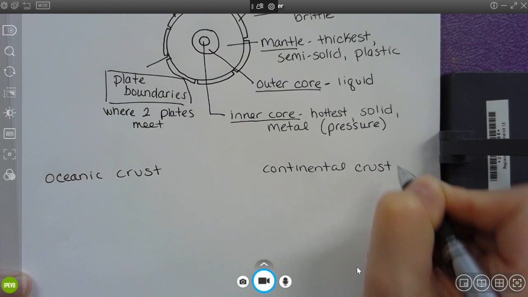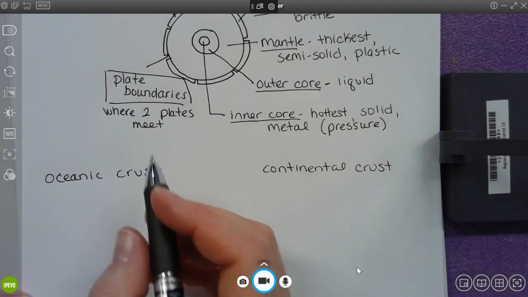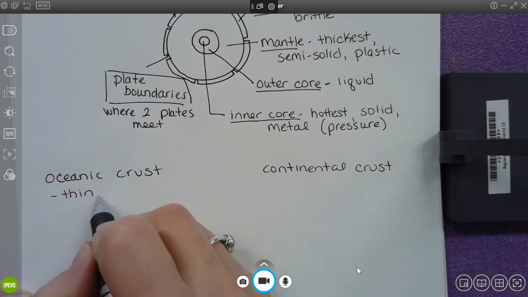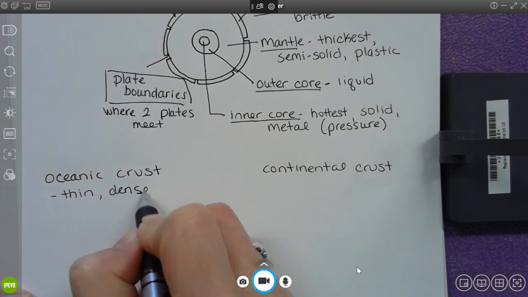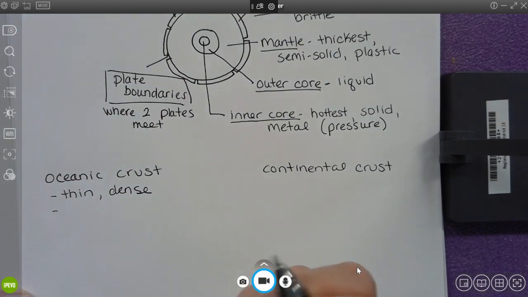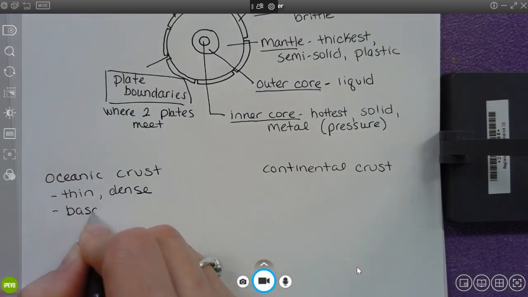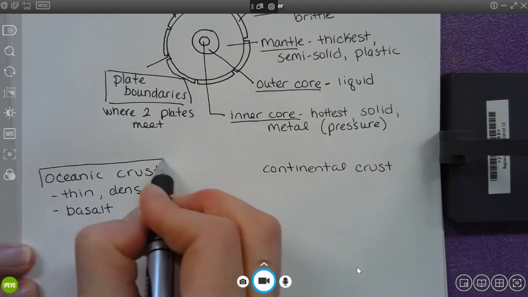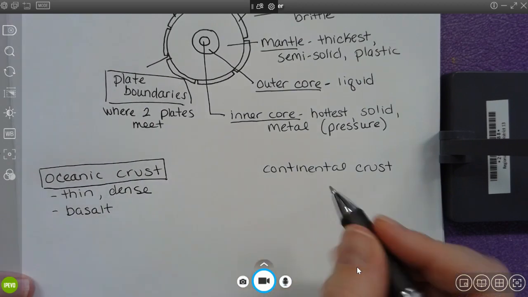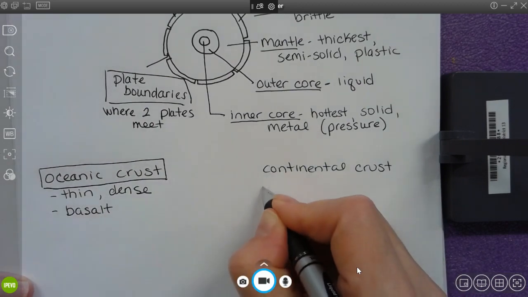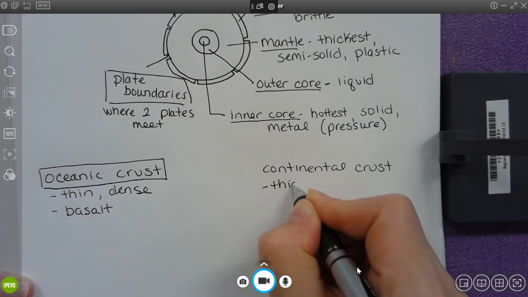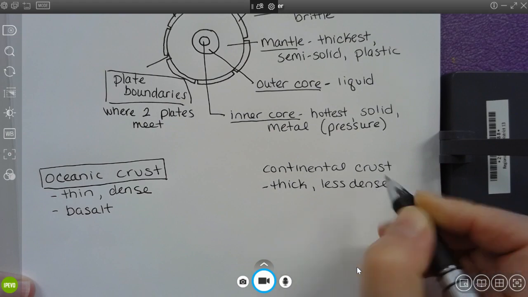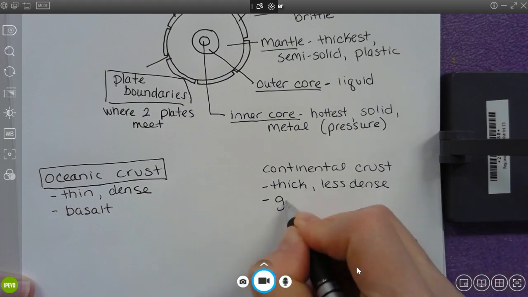All right, so what do we know about oceanic crust? We know that oceanic crust is thinner than continental, and it is dense. We also know that oceanic crust is made of basalt. Now, on the other hand, continental crust we know is thicker, and it is less dense. In addition, it is made of granite.